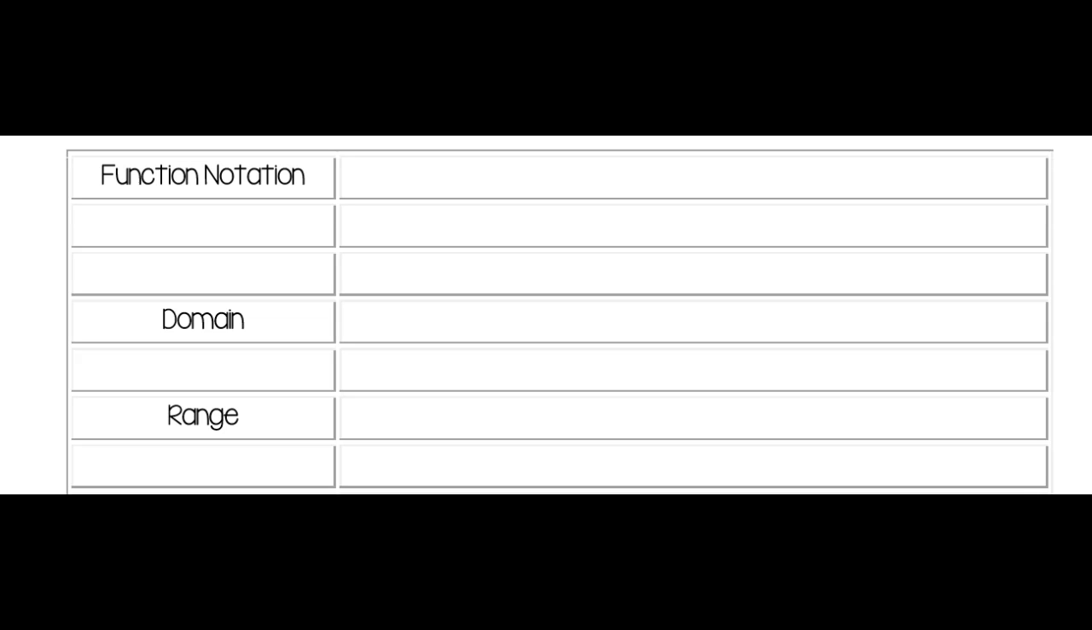So when we talk about function notation, a lot of times you'll see function notation written as f of x. Sometimes we'll see h of x or t of x, other letters. F is just the name of the function, and x is your input variable.